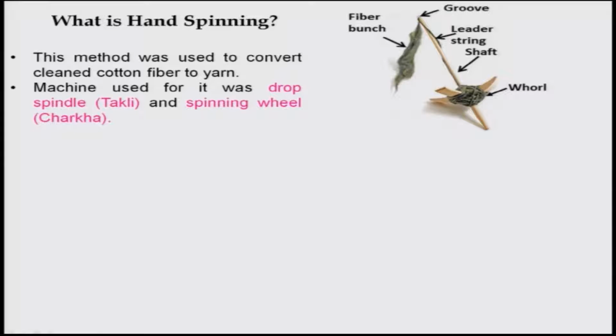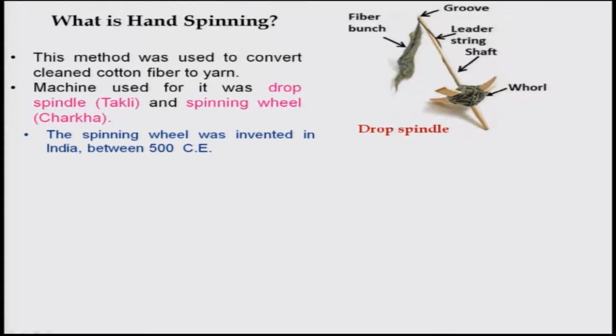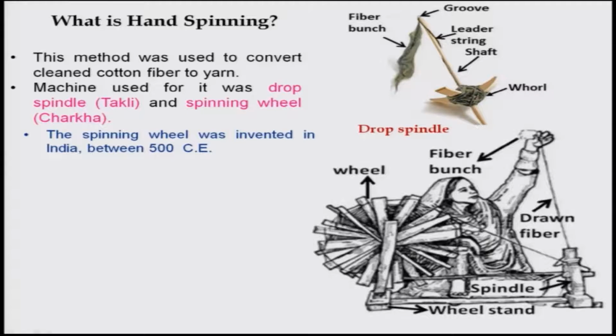That is going through this groove, and then it has a leader string, and this is the shaft, and this is the whorl which can rotate. This is one typical case one can think of, which local people might be using, made out of wood. This is the drop spindle, and the spinning wheel, which is the improved version of the drop spindle or takli, was invented around maybe 500 CE.